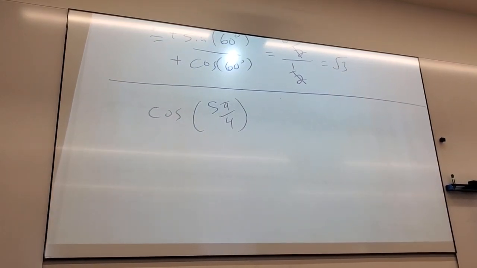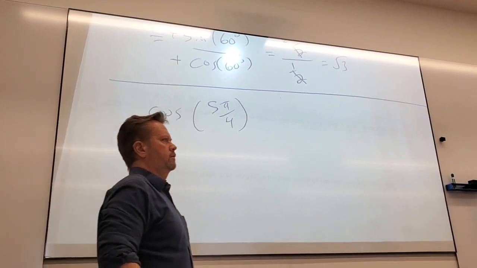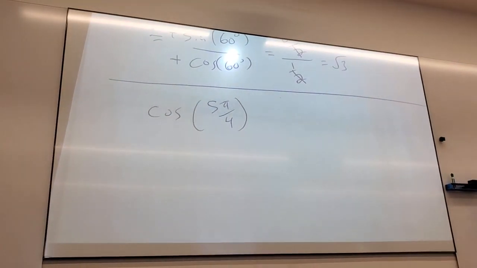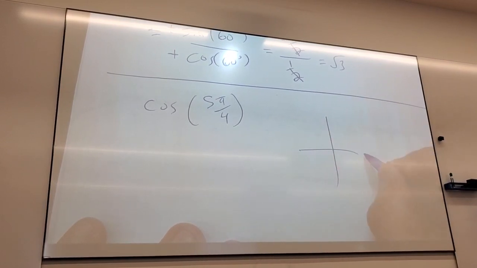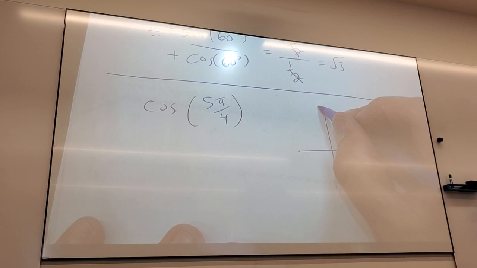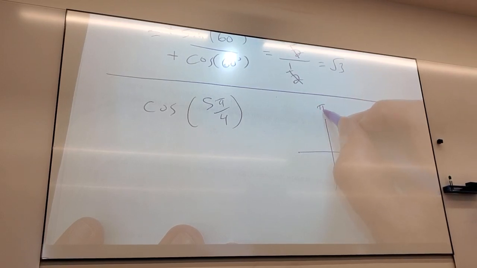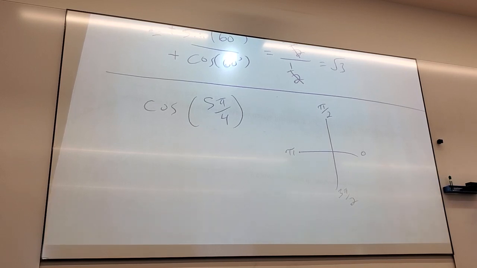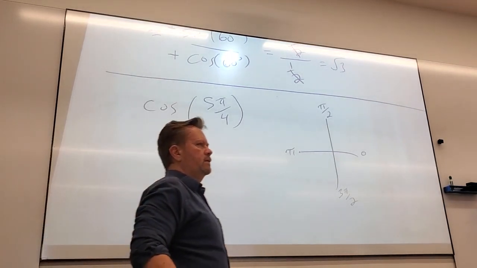Try to stay in radians. 5 pi over 4. So real quick, remind me, in radians, I'll start. This is 0. What's this? In radians. Pi over 2. Pi over 2. This is a full pi, right? 3 pi over 2. Good. Okay. So 5 pi over 4, is it more or less than a full pi?